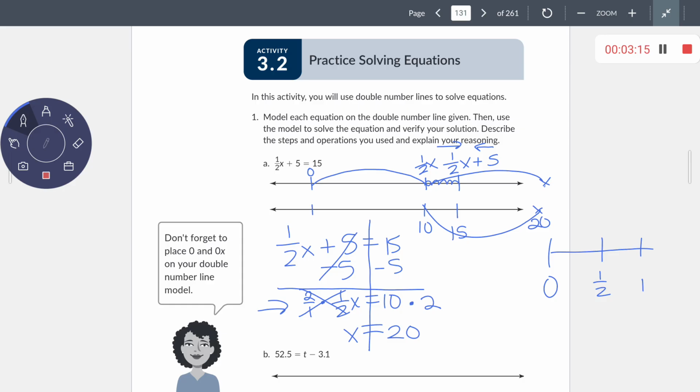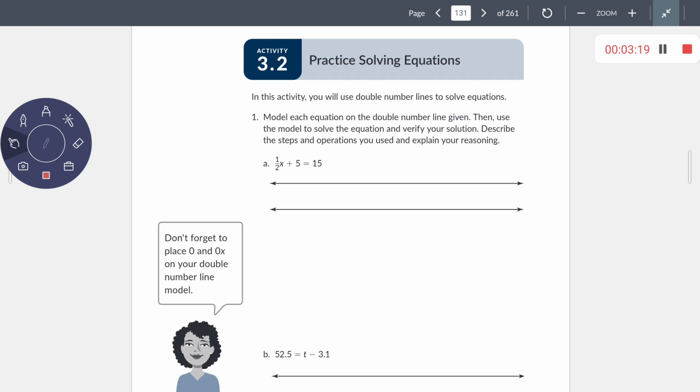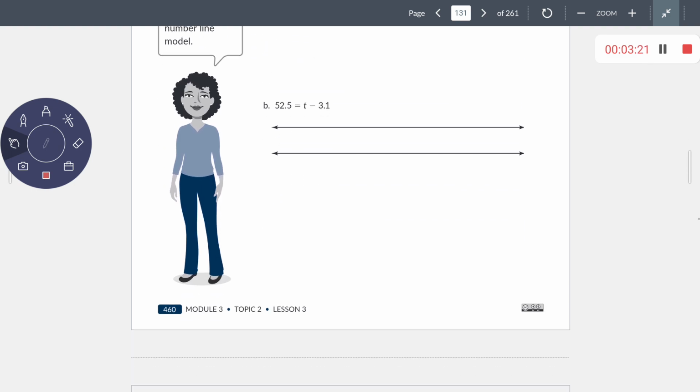So that one's a little more confusing. They normally don't give you a fraction in front, but they're actually real easy. Just whatever the denominator is, you multiply both sides by that. Okay. Over here, we'll start with the same thing. I'm just going to put 0 here. And over here, I'm going to put 52.5. And down here is t minus 3.1. Okay. I probably should have moved it over the other way a little bit.